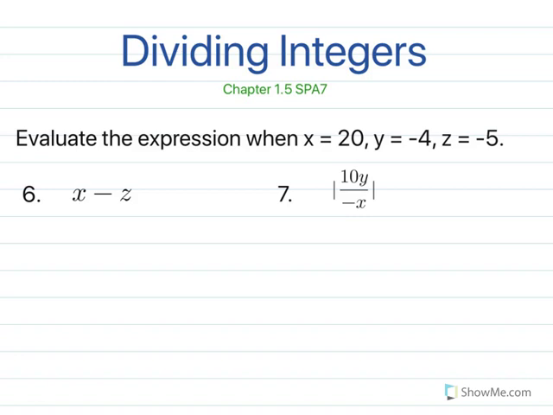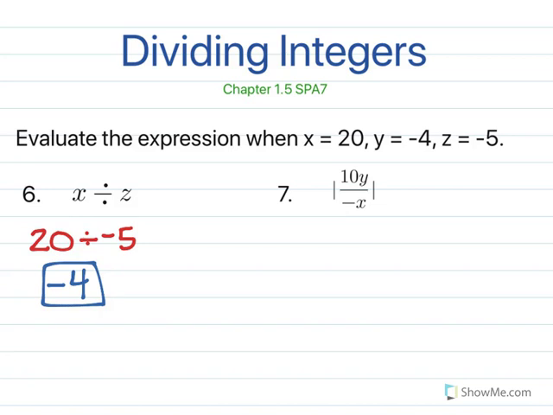So with number 6, we have x, and it really should read x divided by z. Okay, so we have x divided by z. And what we're going to do is first write down what x is, which is 20. We're going to divide it by z, which is negative 5. Okay, and so we do 20 divided by 5, which is 4. And we have one negative sign, so the answer will end up being negative because we have an odd amount.